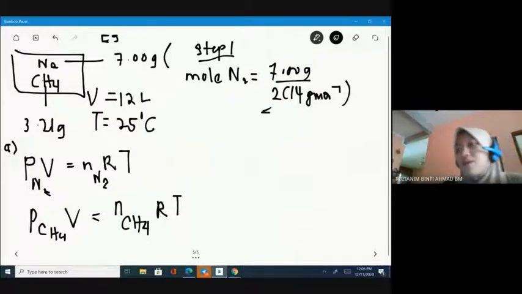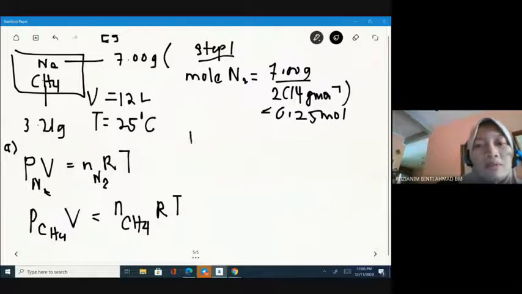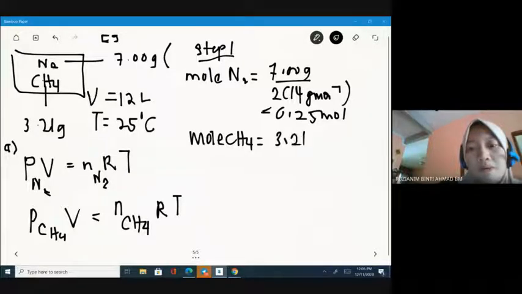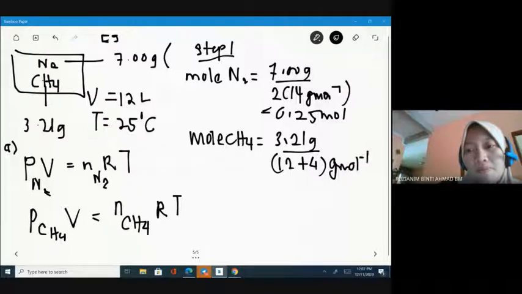So 7 over 28. What is 7 over 28? What value of mole did you get? 0.25. Okay, good, correct. 0.25 mole. Okay, please calculate the mole for methane. Mole for methane, the mass is 3.21 gram. So 12 plus 4 gram per mole. So what is the mole here? 3.21 over 16, 0.2. Okay, good.